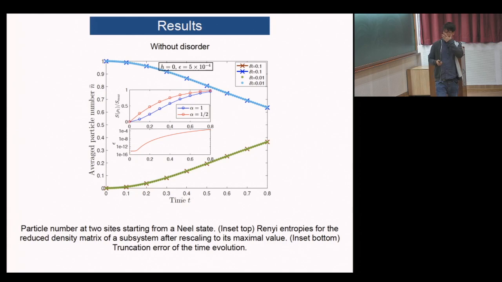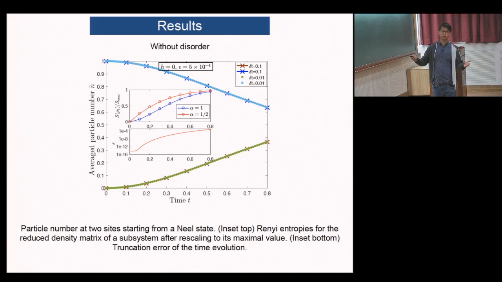Okay, so let me first present the results without disorder. So this is obviously on the ergodic side. I compute the particle number at the two states, starting from a Néel state, so obviously the particle numbers are 0 and 1 at time t equal to 0. These are the two plots, and this delta t is the Trotter step that I use just to make sure that they are consistent with small Trotter steps and so on. So you see that I am able to go to very short time dynamics, but this is not a surprise because we are dealing with a strongly interacting ergodic system in 2D.